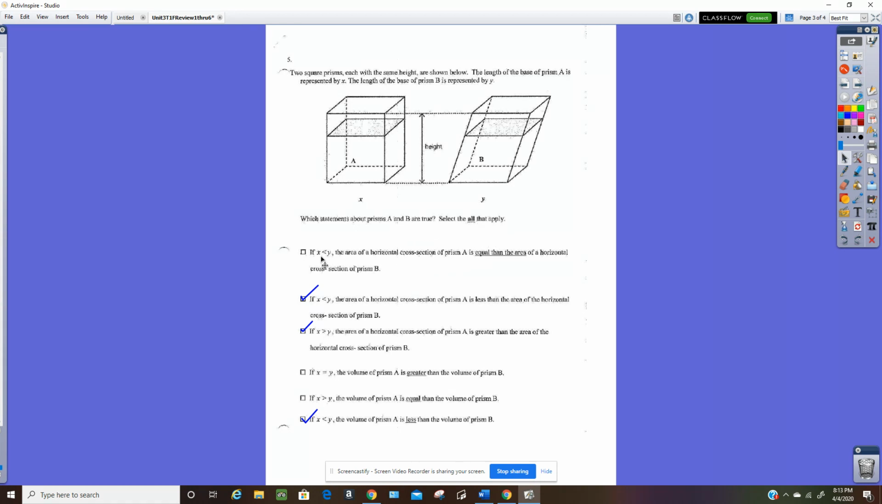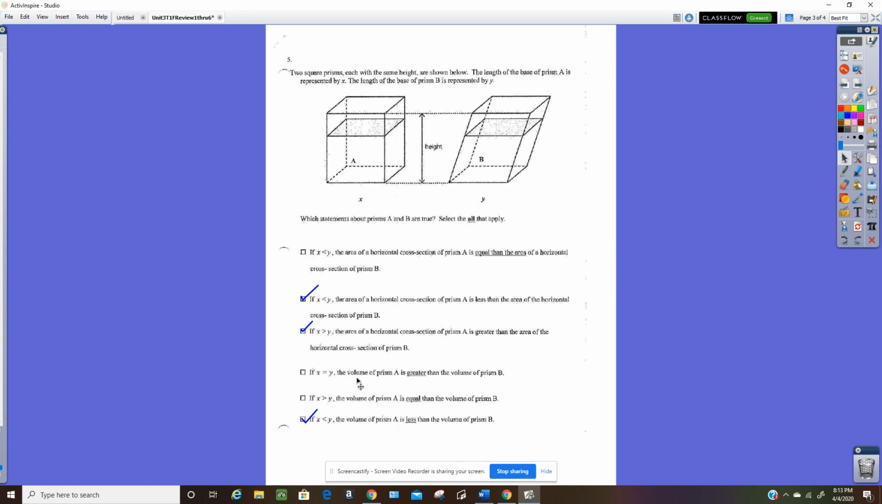Select all that apply. If X is less than Y, the area of the horizontal cross section of prism A is equal to the area of the horizontal cross section of B. That's false, those areas would be different. In fact, the area of B would be greater. So if X is less than Y, the area of the horizontal cross section of prism A is less than that of B. That's true. If X is greater than Y, the area of the cross section of A is greater than the horizontal cross section of prism B. It's also true.